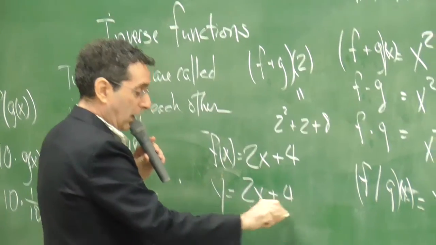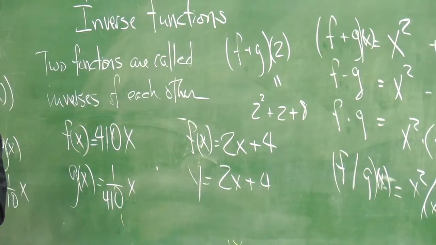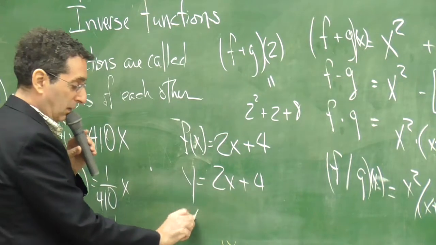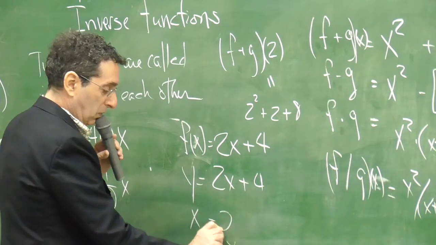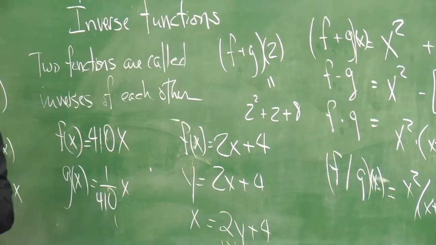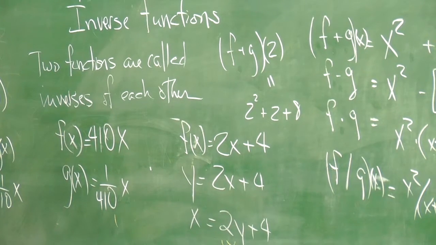First write it with the y. Okay, and here's the trick. Switch x and y in that equation. So what I mean by that is do this. x equals 2y plus 4. Okay? Now solve for y and you'll have the answer. Okay, let's see. What do you get when you solve that for y?